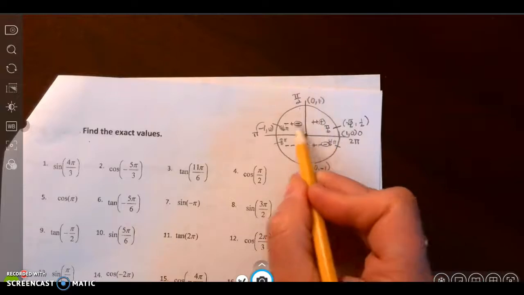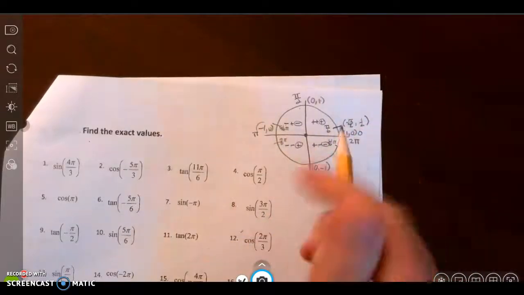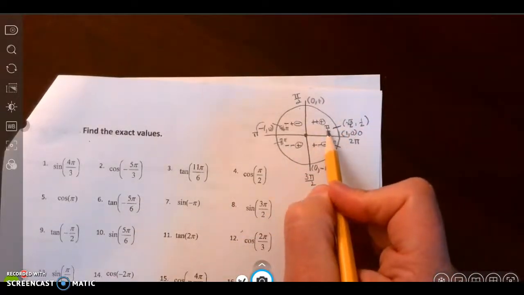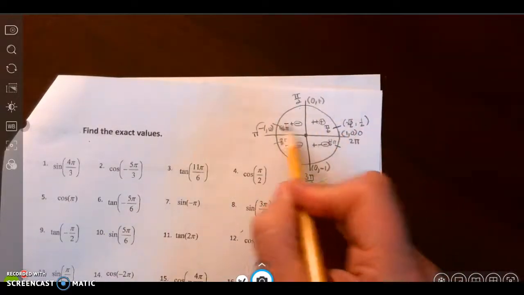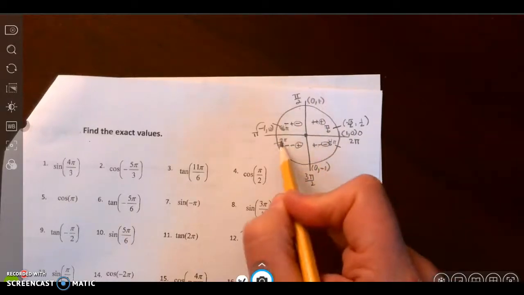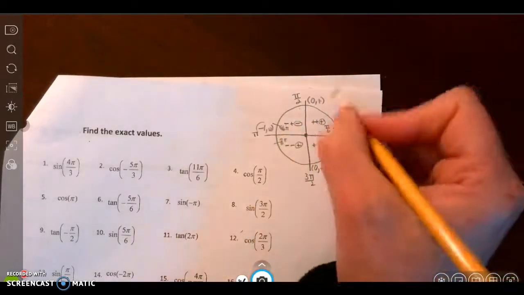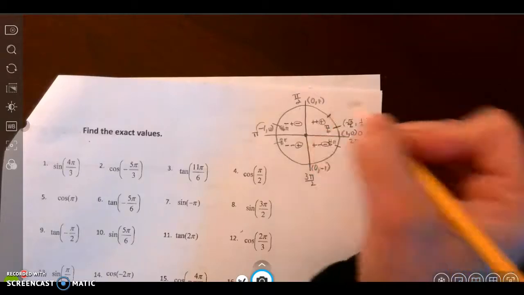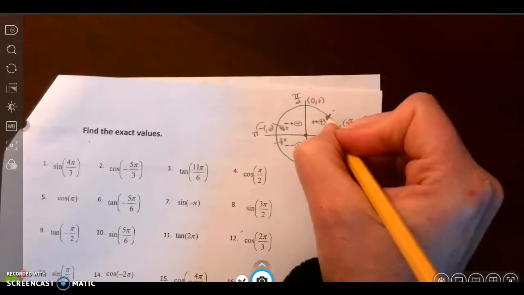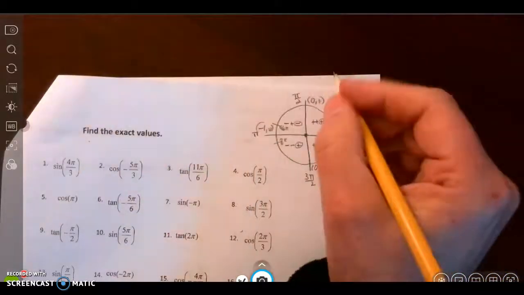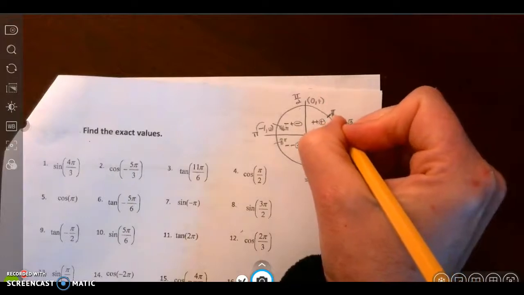Now, I don't usually fill all these in. I usually just do the pi over 6. And I know that this is 5/6. This must be 7/6. This must be 11/6. Then I have my pi over 4 family. I'm running out of a little room here. I'm going to have to put the pi over 4 here.